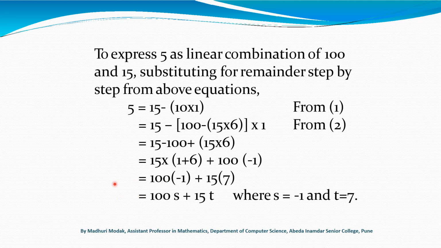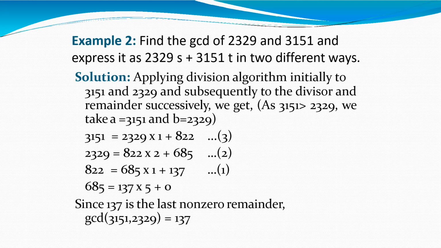So we have written 100 initially and 15 after that because we have to express the GCD in the form of 100s plus 15t. So comparing it with 100s plus 15t, we get s is equal to minus 1 and t is equal to 7. So this is the linear combination as required. So we have finally expressed 5 as a linear combination of 100 and 15, which are the given integers.